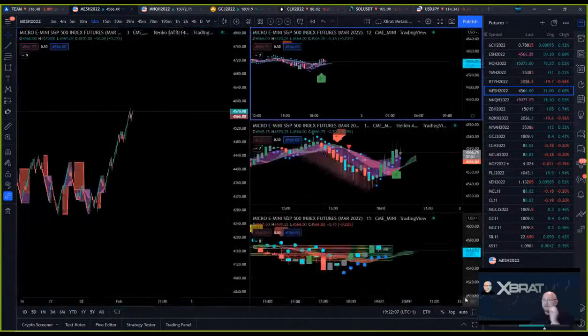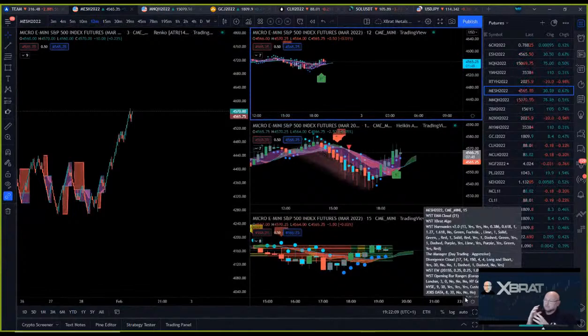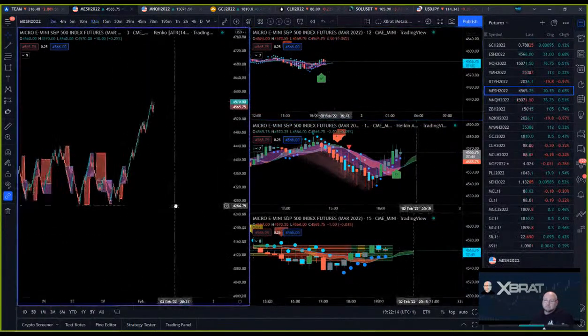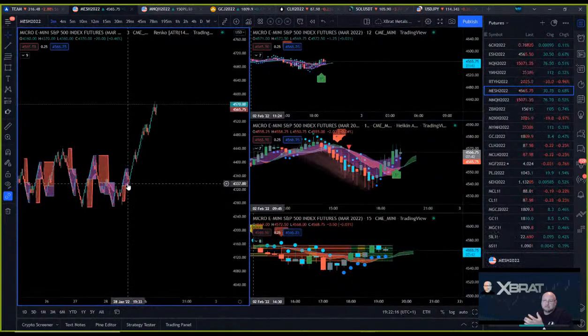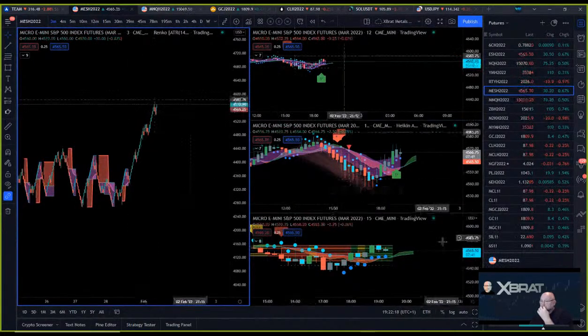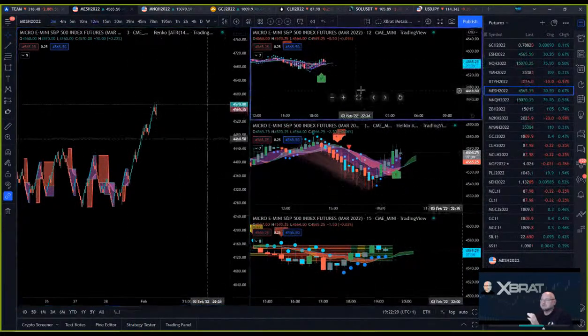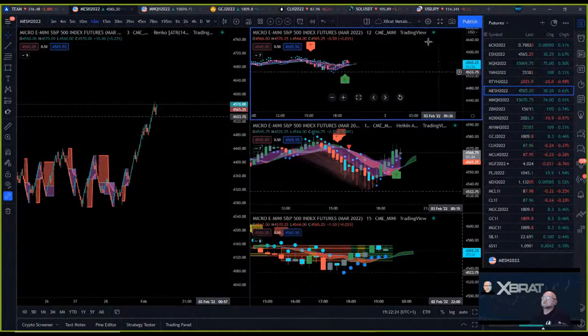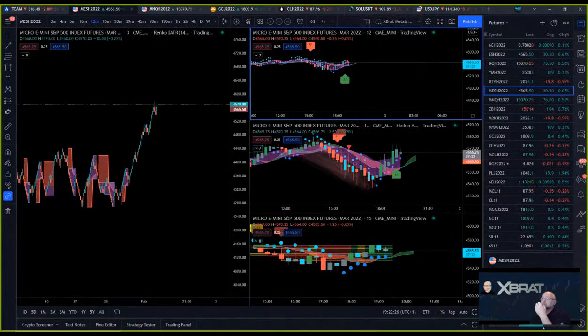But again, it's about different indicators for different types of market conditions. Renko had a little trade today, okay, but there are some other trading opportunities, and that's how the XBRAT works. You've got different indicators for different market conditions.